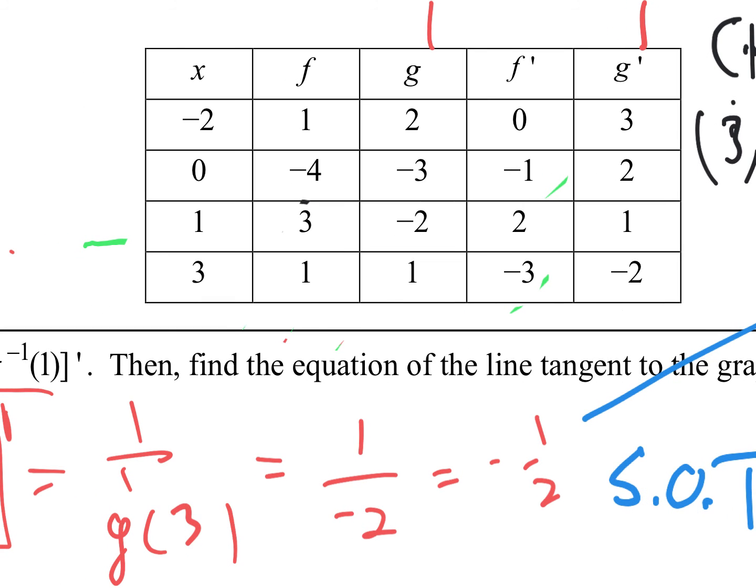Negative 1 is not one of my x's. So where must I go? In between 0 and -2. I'm going to have to go in here. Absolutely, in here. So I need to use these 2 x's. And what 2 numbers would I use for y's? 3 and 2? Over here?